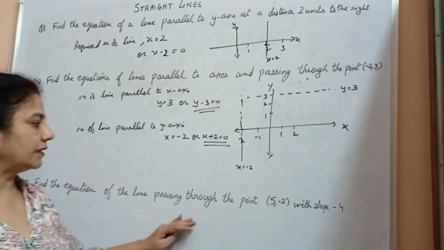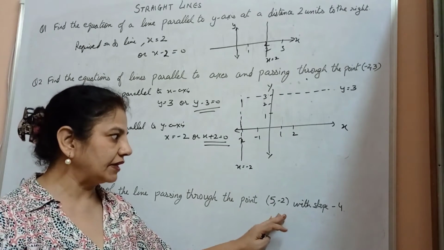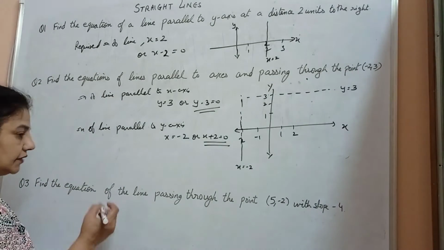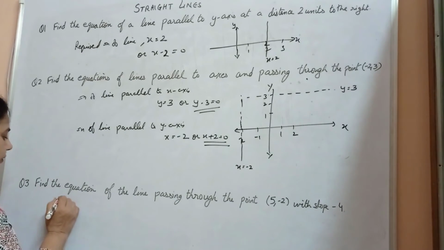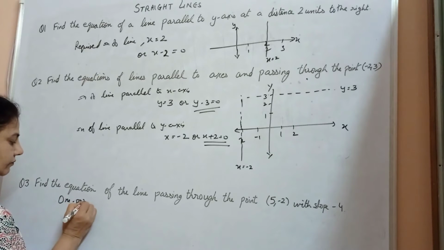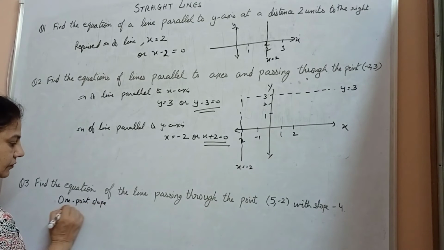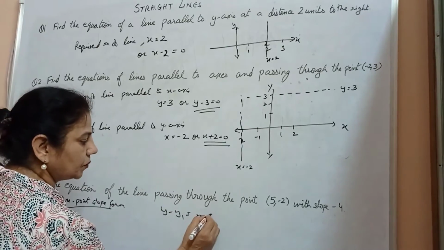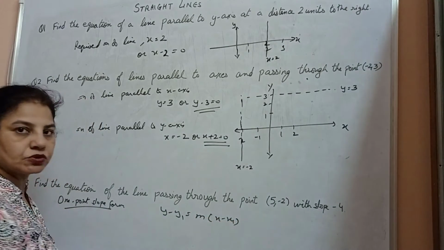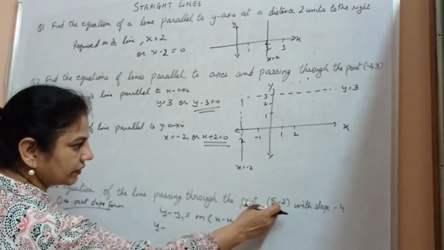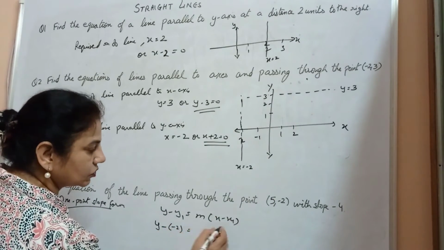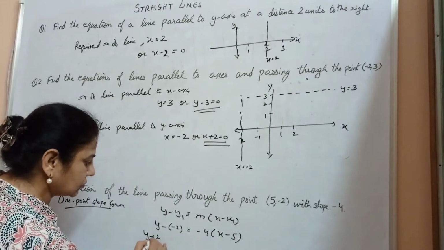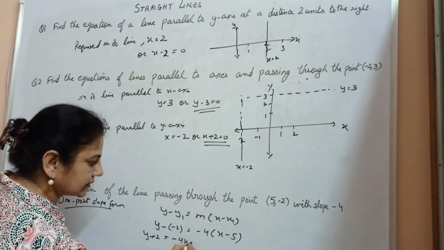Find the equation of a line passing through the point 5, minus 2 with slope equal to minus 4. We know the equation of a line in one-point slope form, so here we will use the one-point slope form: y minus y1 is equal to slope times x minus x1. Substitute the values here. y minus y1, which is minus 2, is equal to slope minus 4 times x minus 5. On solving we get y plus 2 is equal to minus 4x plus 20.